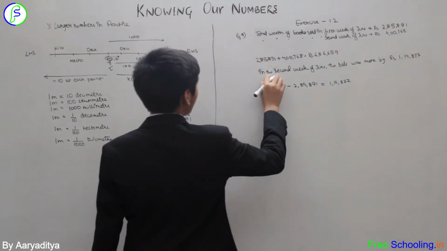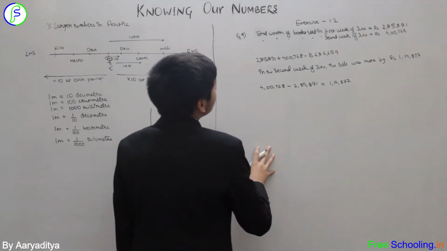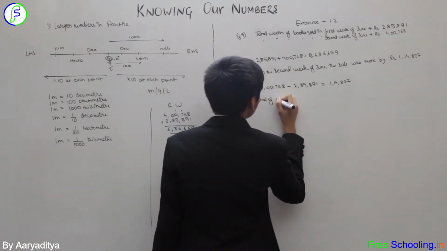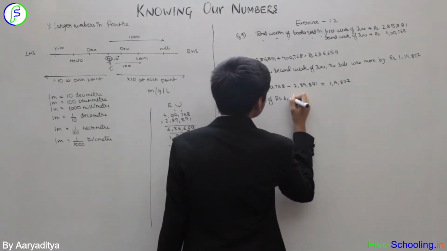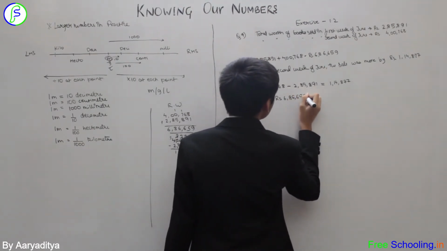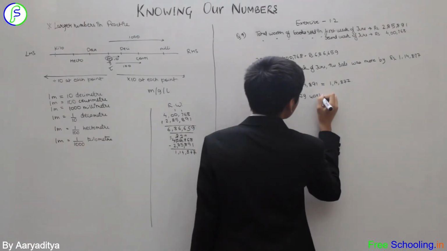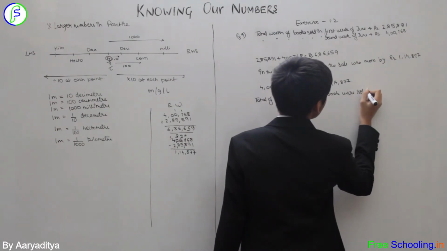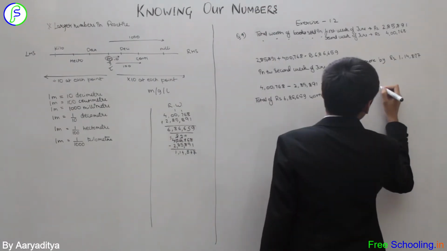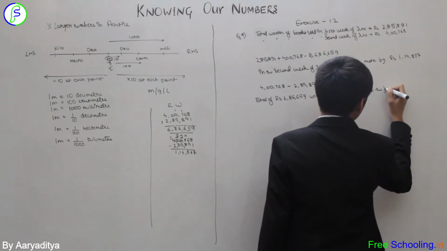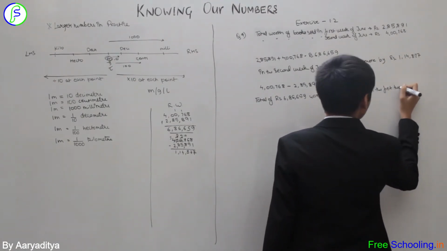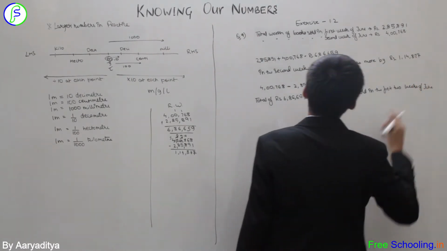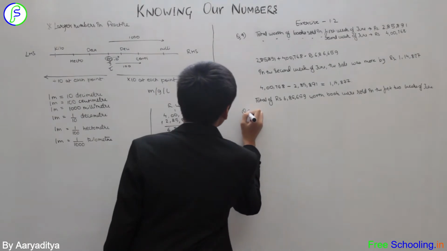So now let us write the statement of the total. This is done for the second question. Let us write for the first question. So total of rupees 6,86,659 worth books were sold in the first 2 weeks of June. Okay, so we are done with question number 4. Let's go on to question number 5.